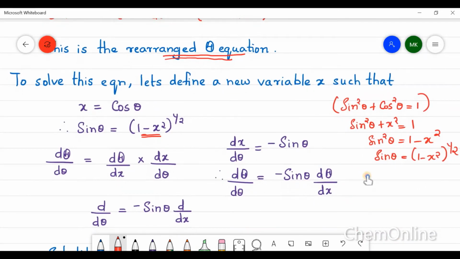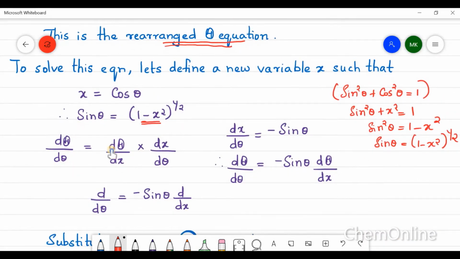To solve this equation, let's define a new variable x such that x equals cos theta. Therefore, sin theta equals 1 minus x square raised to 1 by 2. You may be knowing that sin square theta plus cos square theta equals 1. So if cos theta is x, we can write sin square theta plus x square equals 1. So sin square theta equals 1 minus x square, or sin theta equals 1 minus x square raised to 1 by 2. So that's written here.